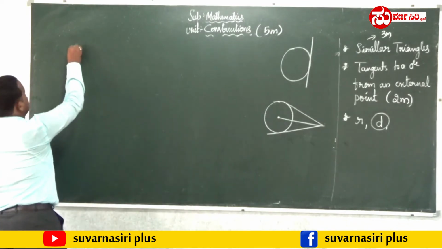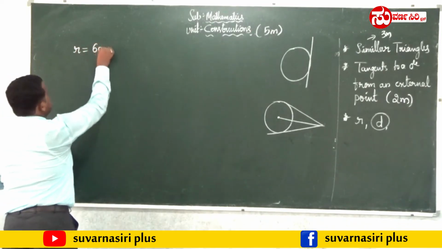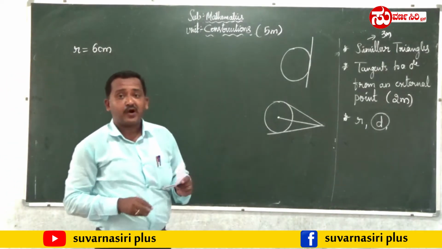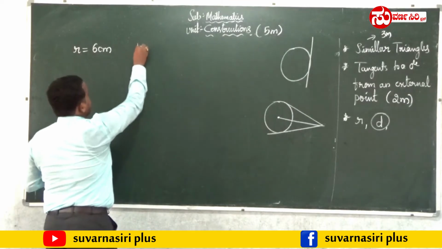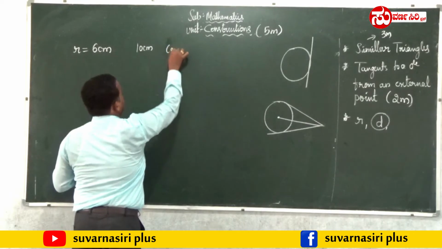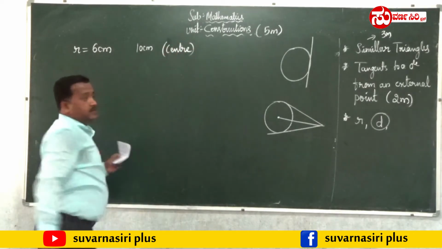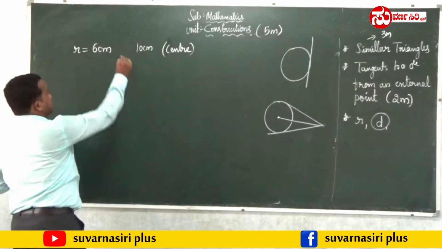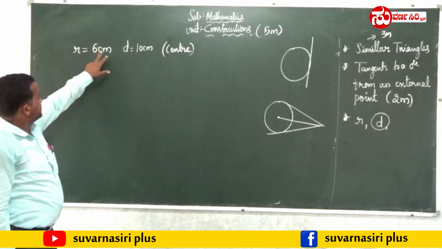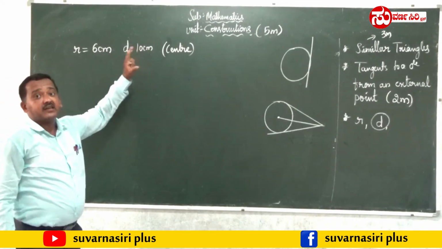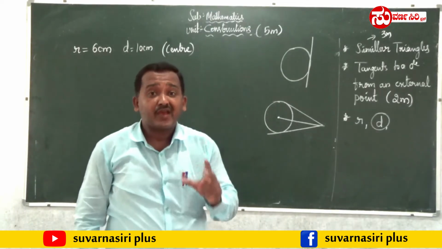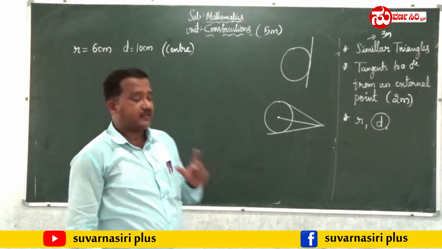So let us take the radius of a circle as 6 centimeter and the external point is 10 centimeter away from the center. So that will be considered as D. So there is a circle of radius 6 centimeter and a point is 10 centimeter away from the center, and he is asking to construct a pair of tangents to that circle.